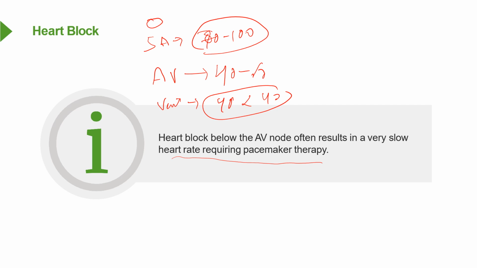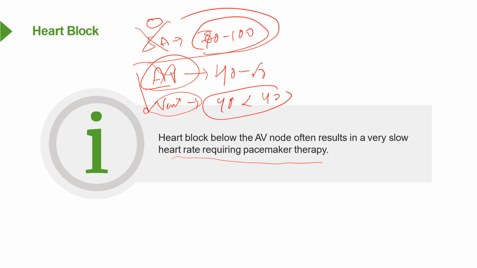The only speciality of the SA node is that its beat rate is quite high. Because the beat starts from here at a high rate, the others do not have any self beat, they will follow it. If the SA node is not creating the beat and the AV node is creating the beat, then the heart rate will fall to 40 to 60. If the AV node is not creating the beat and the ventricle is creating the beat, it will be 40 or less than 40.